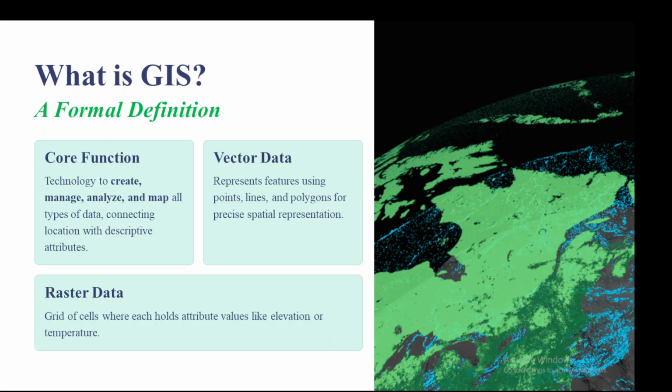It connects every piece of information to a location on the Earth's surface. Think of it as combining a spreadsheet with a map. A spreadsheet holds a lot of information, isn't it? Like maybe the population of a city, or the type of vegetation in an area, or the income level across neighborhoods. And a map will show where each of those things actually are.